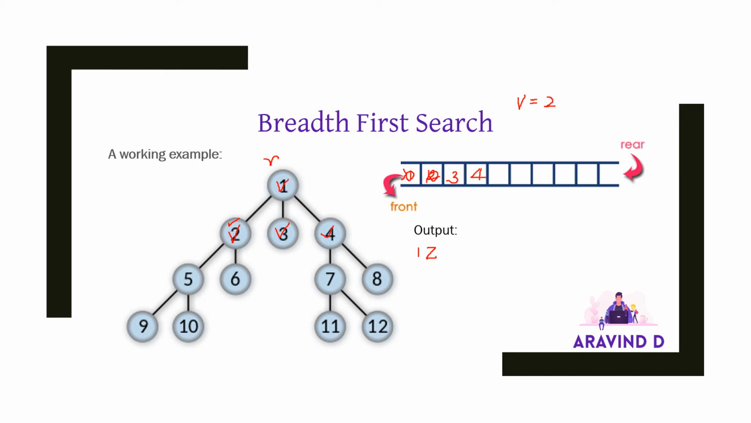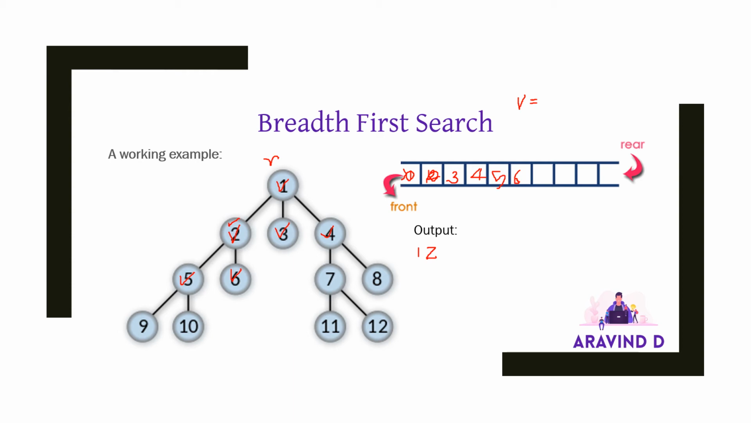So 5 is adjacent to 2, so we are going to mark it as visited and enqueue it. Similarly, we are going to mark 6 as visited and enqueue that too. Now we have marked all the adjacent nodes to 2 that are not visited. Again we are going to check if our queue is empty. No, our queue is not yet empty, so we are going to repeat the same process again.